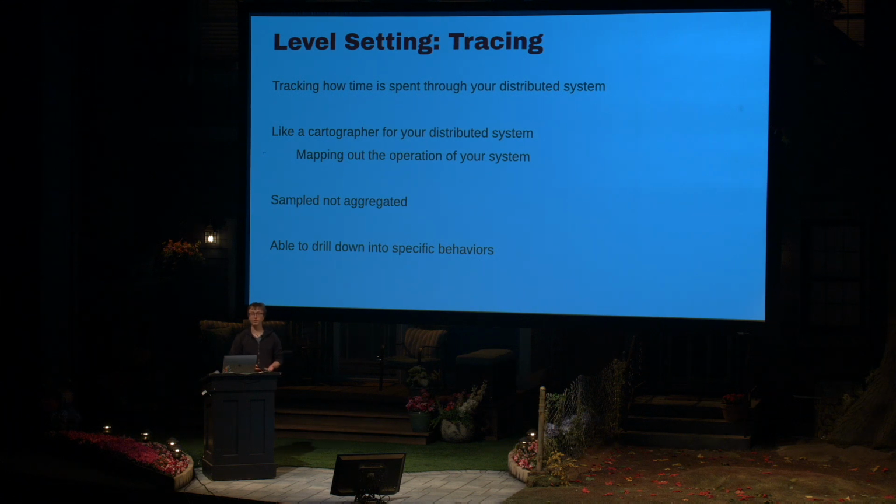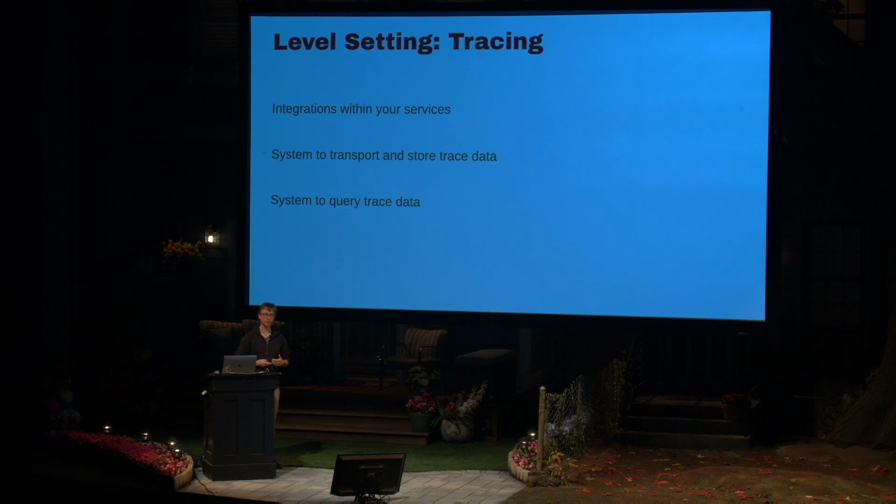At a high level, it's basically how you track time spent through a system. It's request scoped, and I like to think of it as cartography for your distributed system. It is building maps as people use it. This data is sampled, not aggregated, so you get the full view of what happened during a request, and you're able to use that to drill down into specific behaviors within that request. It's usually built with several different parts. You have integrations within your services, the system to transport and store that trace data, and something to query that trace data.